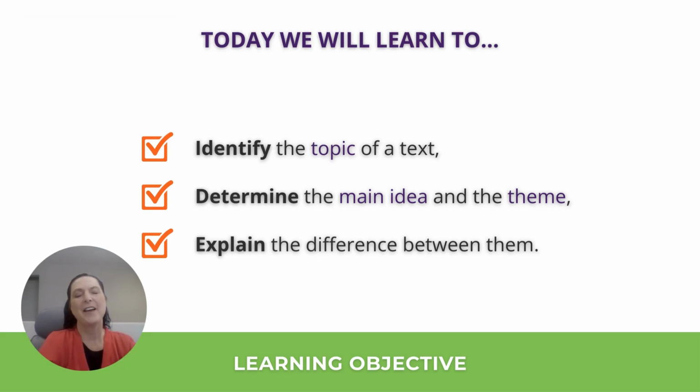All right, before we dive in, let's talk about what you'll be able to do by the end of today's lesson. First, you'll be able to identify the topic of a text, basically what it's about, in just one word or phrase. Next, you'll be able to determine the main idea and the theme. That's where a lot of people get tripped up, but today I'm going to show you how to tell them apart to avoid any confusion.